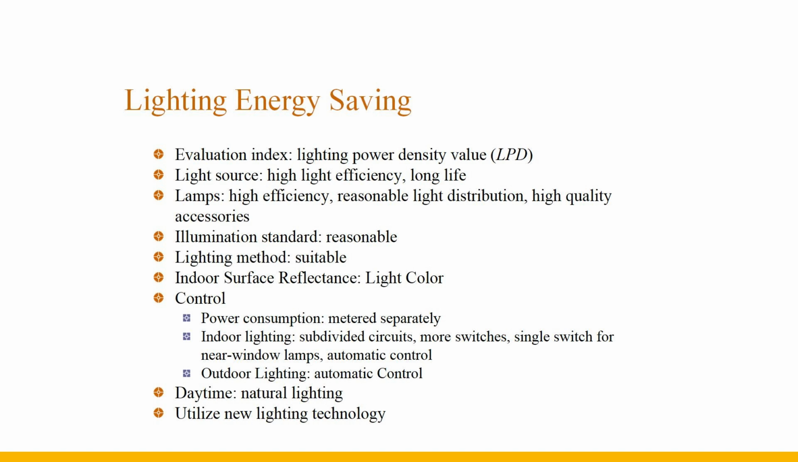Specific measures of lighting energy saving include: first, adopt light sources with high light efficiency and long life. Second, choose lamps with high efficiency, reasonable light distribution, and high quality accessories. Third, determine a reasonable standard value of illuminance according to the requirements of visual work. Fourth, choose the right lighting method. Fifth, use light-colored interior surfaces to ensure that the indoor surface reflectance meets the requirements. Sixth, control electricity consumption and measure it separately.